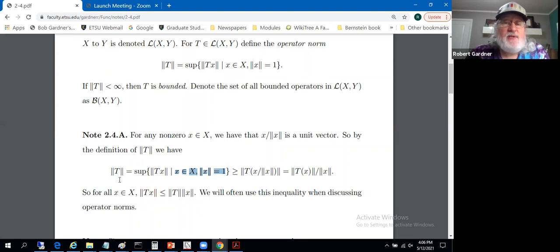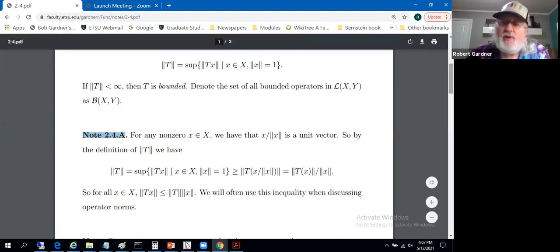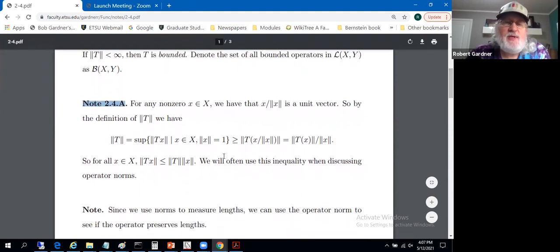So what we extract from this little inequality here, we've got the norm of T is greater than or equal to this quotient. We can cross multiply, take the norm of x to the other side of the equation, and that produces the norm of T of x is less than or equal to the norm of T times the norm of x, reading from right to left. Okay, we'll use this fairly often. Let me give this note a name. Let's call it node 2.4.a. So we'll refer back to this occasionally. Straightforward, it really just follows from the definition of supremum.